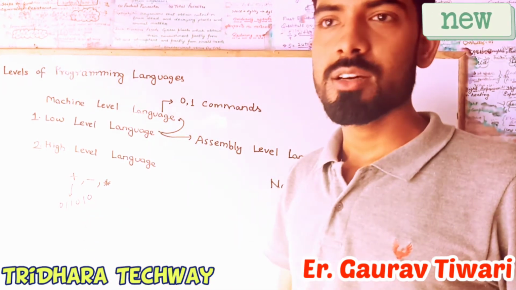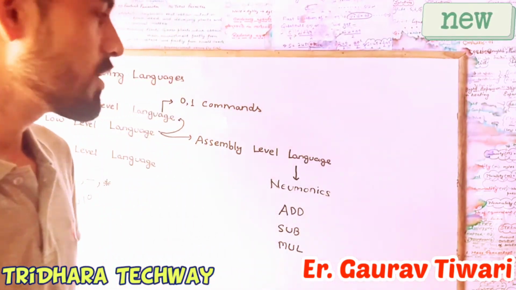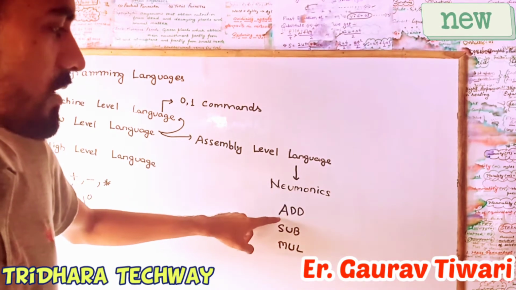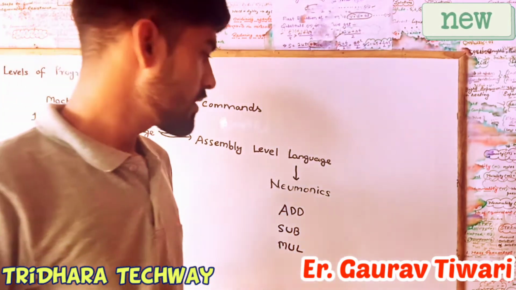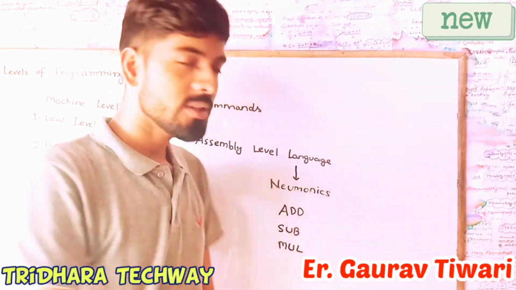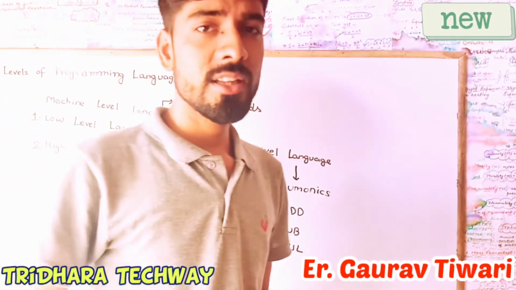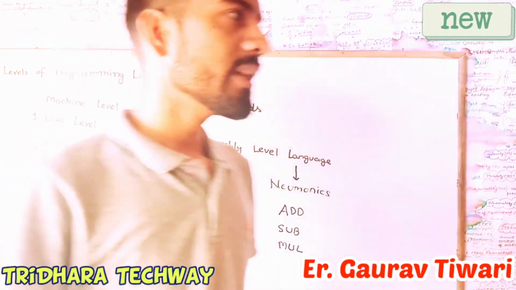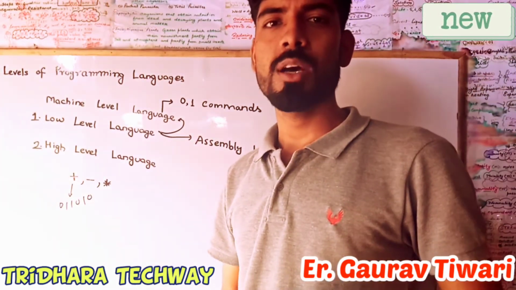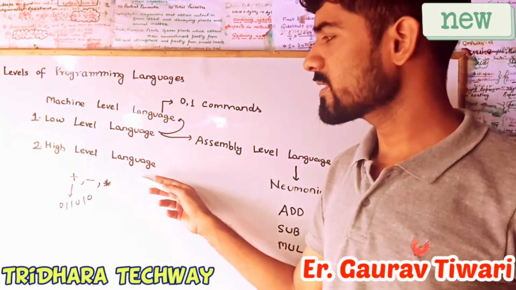So after that assembly language came, in which it became somewhat easy for the programmers to write programs, because there were some words called mnemonics. Suppose they have to add two numbers, they can easily write add, sub, mul. It was easy to remember these mnemonics, but there was some difficulty in these mnemonics also. So after that high level language came. Right now every programmer and application developer uses high level languages.